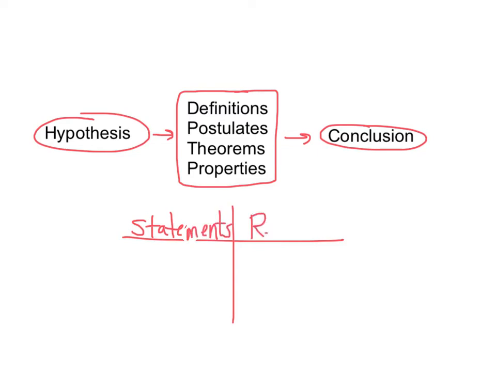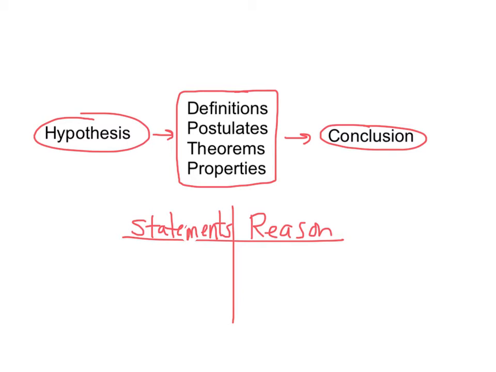And on the right, you're going to have your reasons. And you're going to number them 1, 2, 3, 4 on both columns. Now, you may have 3-line proofs, you may have 8-line proofs, but you are going to be using things you've already proven as reasons behind them. So let me just kind of show you an example.